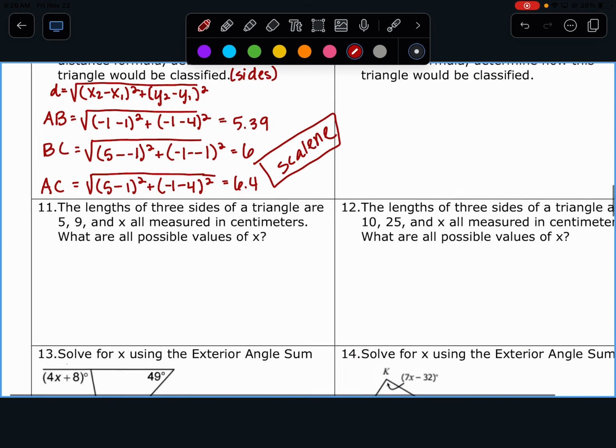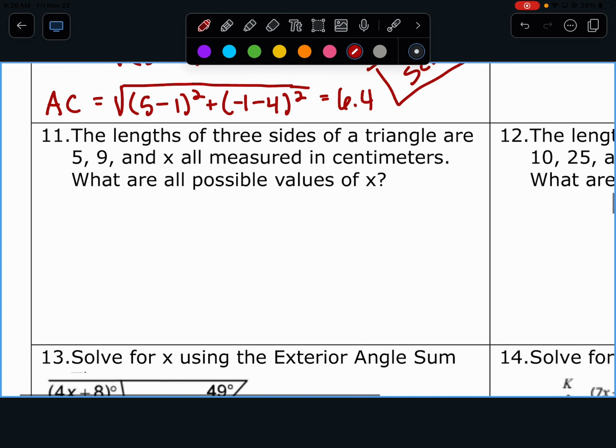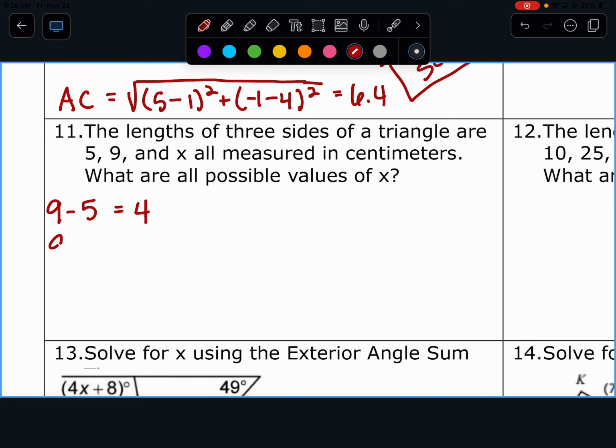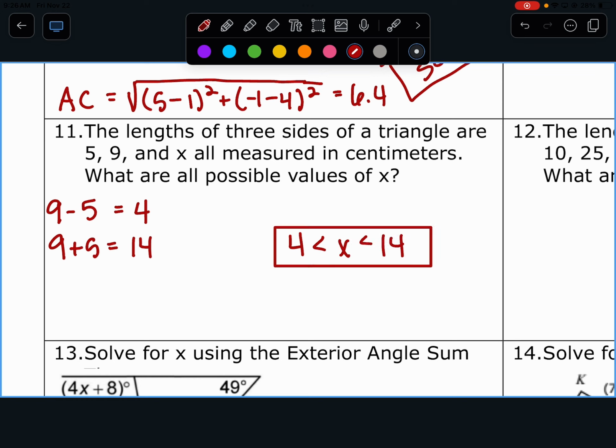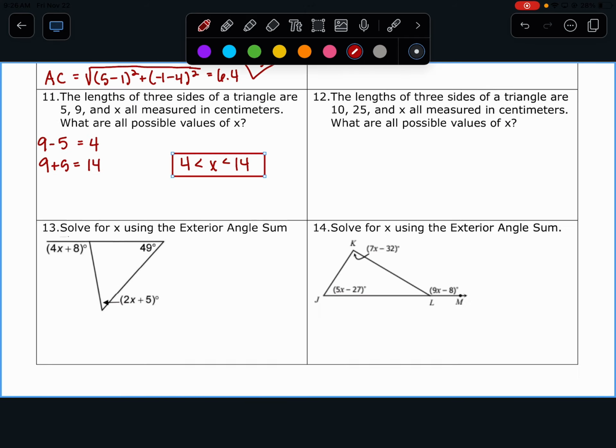Number 11, the lengths of 3 sides of a triangle are 5, 9, and x. What are all possible values of x? What you can do here is subtract these 2 values, add these 2 values, and that'll give you a range of possible side lengths. So x can be any number between 4 and 14. Go ahead and try number 12.